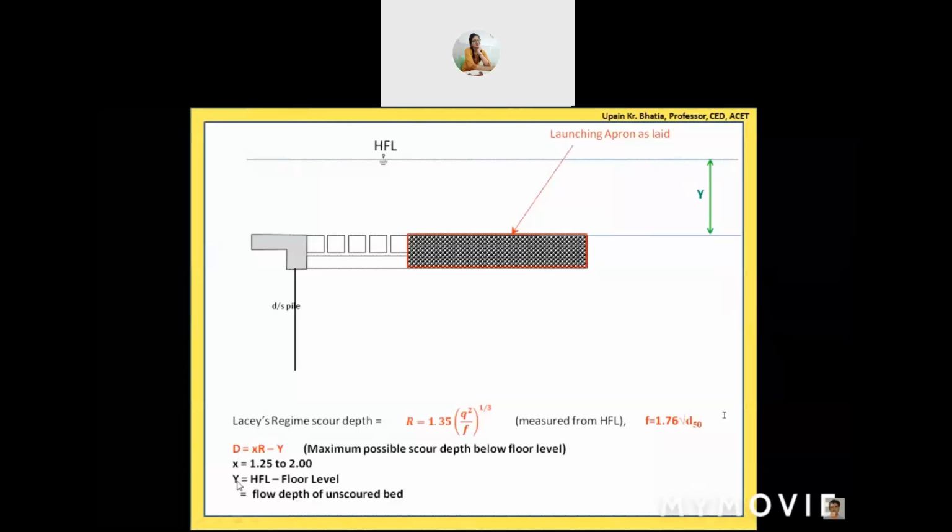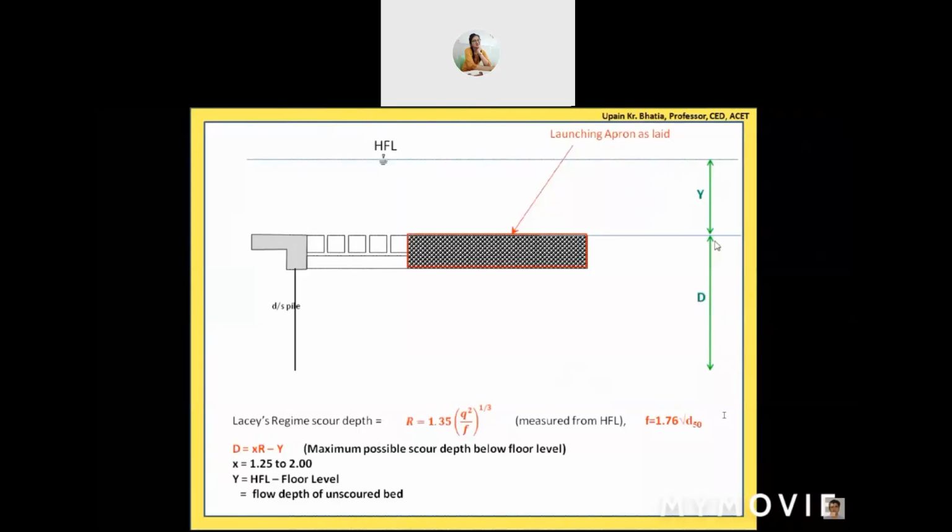So how is this Y determined? HFL minus floor level. So it is very simple. High flood level, if this level is given to you, and floor level is given to you, the difference of these two levels will give you the flow depth. So this is D now.